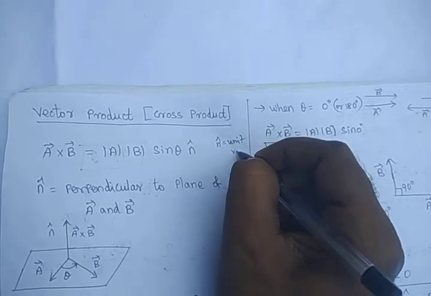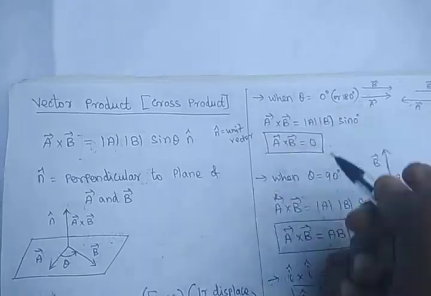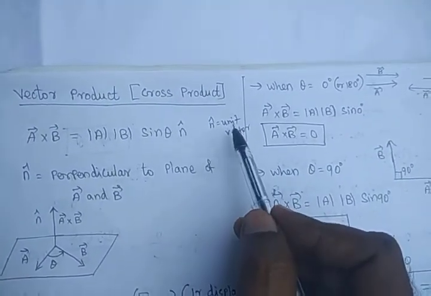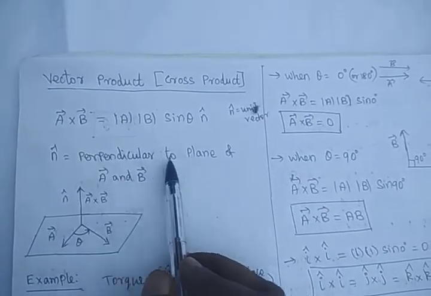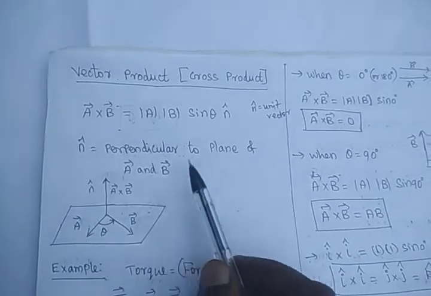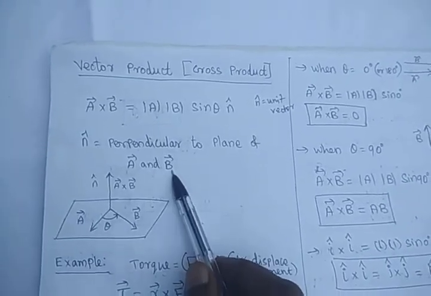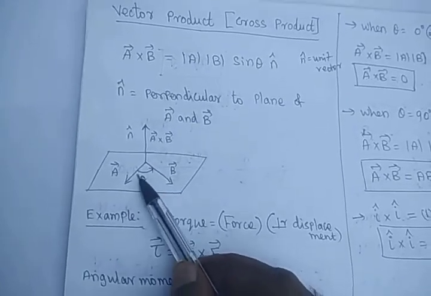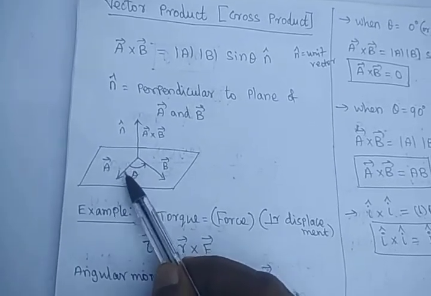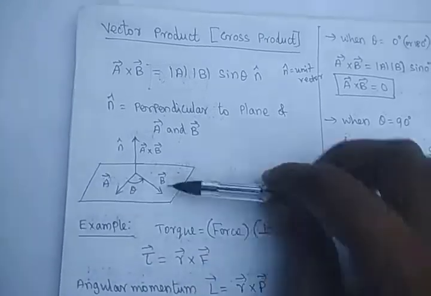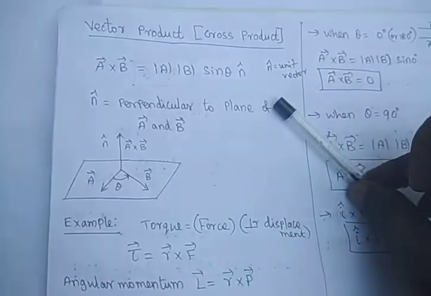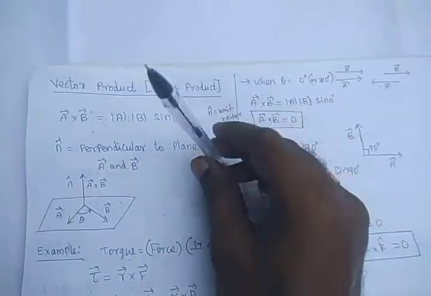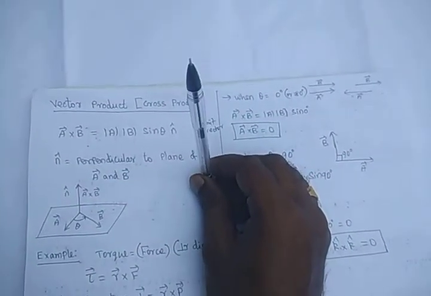So already we know the definition of unit vector. Unit vector magnitude is 1, but it shows some direction. What is the direction of this unit vector? This unit vector direction is perpendicular to the plane of a vector and b vector. You see this picture. This is a vector. This is the b vector. The angle between these two vectors is theta. So the a vector is in this plane, b vector is also in the plane of paper, but the a vector cross b vector will be perpendicular to this plane of paper.